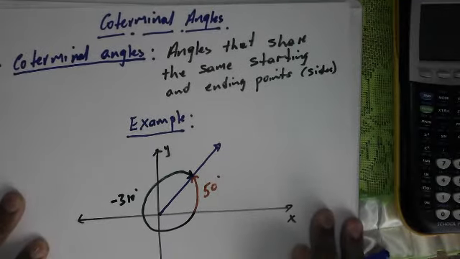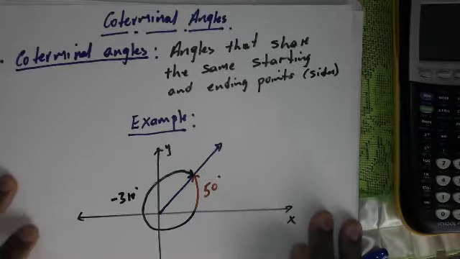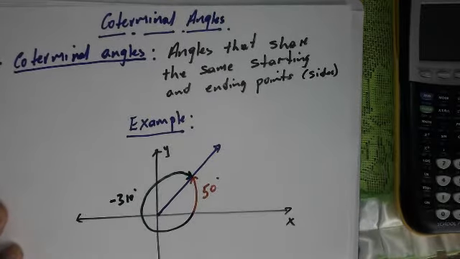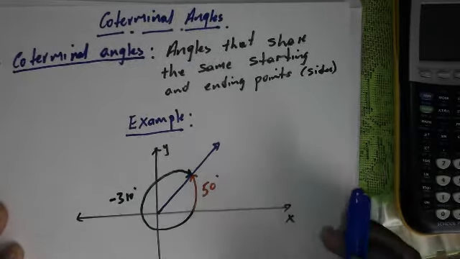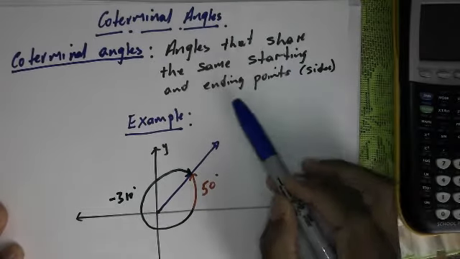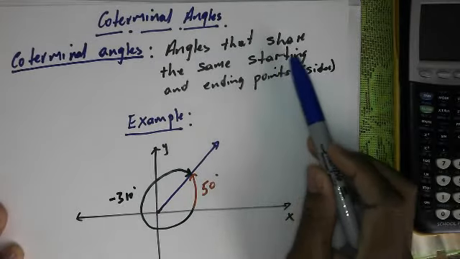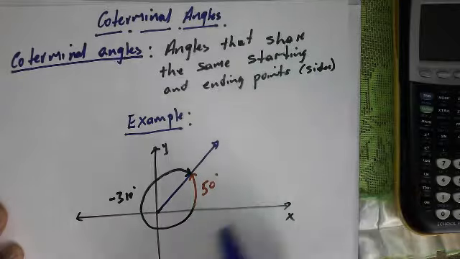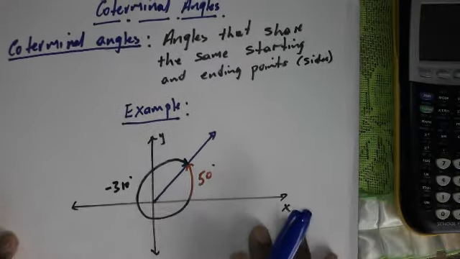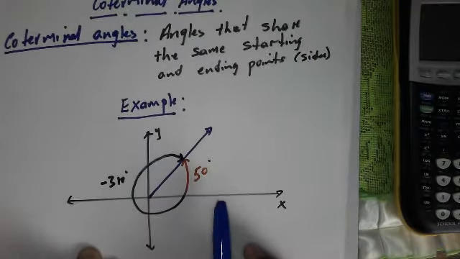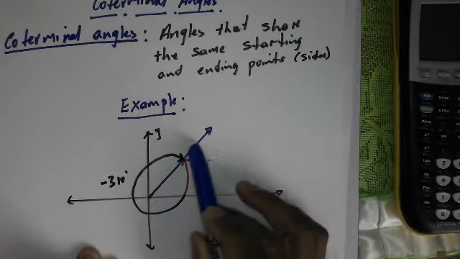This video is about coterminal angles. Coterminal angles are angles that share the same starting and ending point, or starting and ending side. They will start at the same place, and remember that they always start at the x-axis in the first quadrant and end at the terminal side.